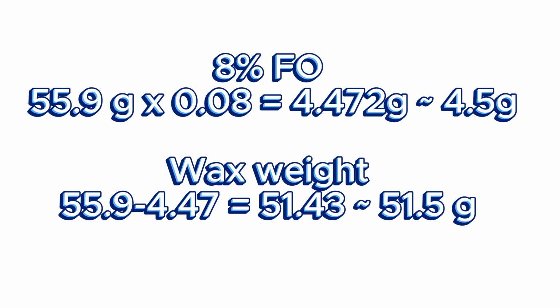Now, in order to calculate the wax weight, we will subtract 4.47 from 55.9, which is the total weight. So the wax weight will be 55.9 minus 4.47, which is our fragrance oil in grams. And so the wax weight will be equal to 51.43, and in a round figure we can say 51.5 grams.